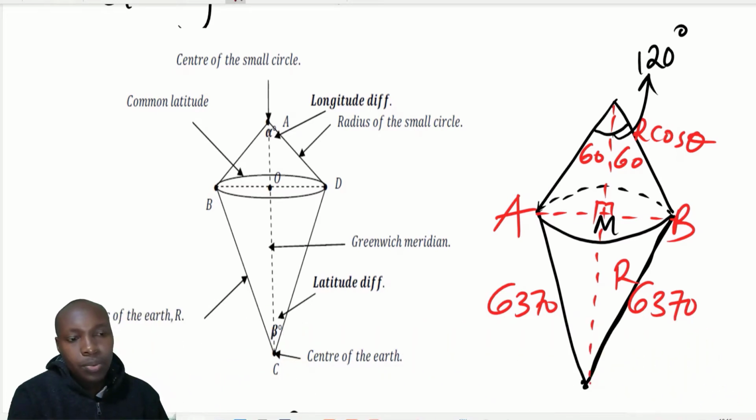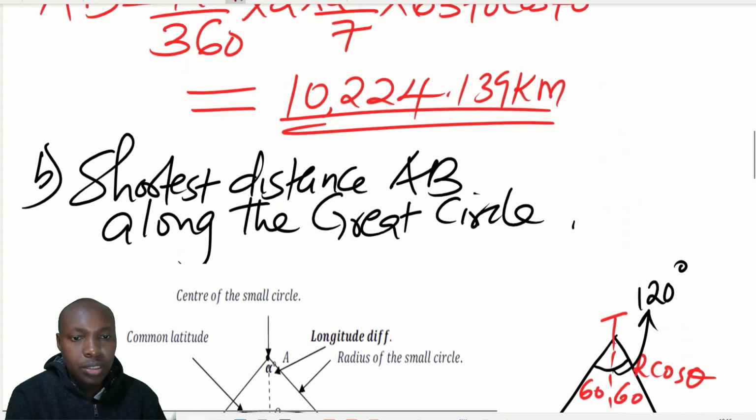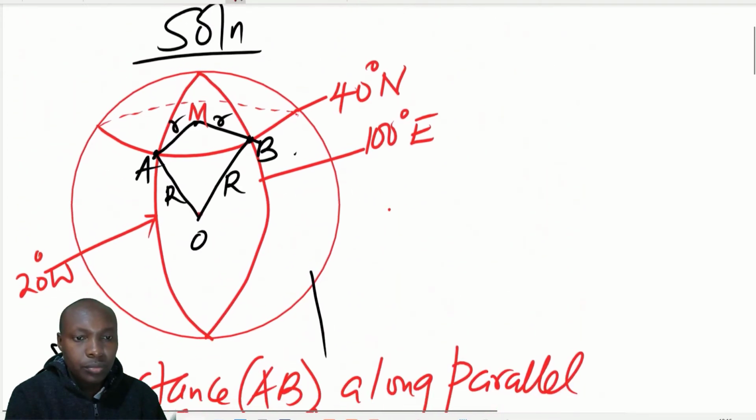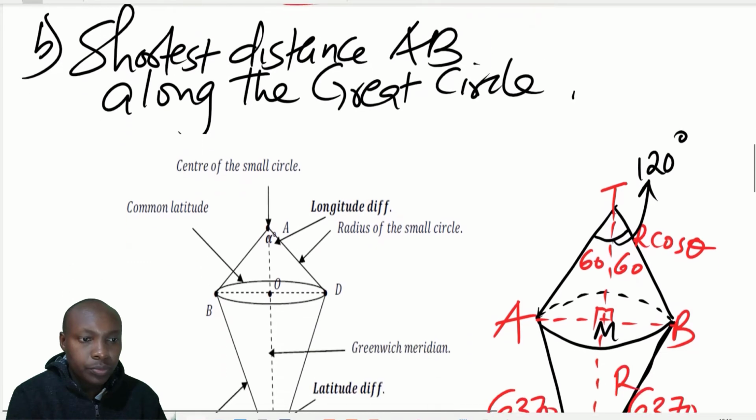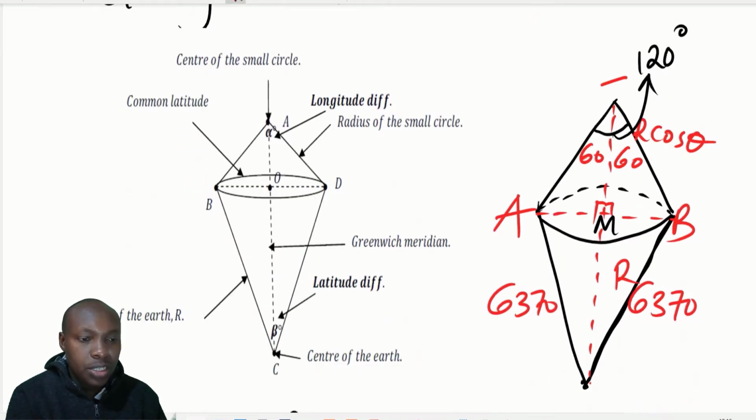We can name that point T, because we have M as the center of the small circle. We just need to have it as T. So now look at this triangle ATB. That is what we are going to use to help us calculate this side AM.